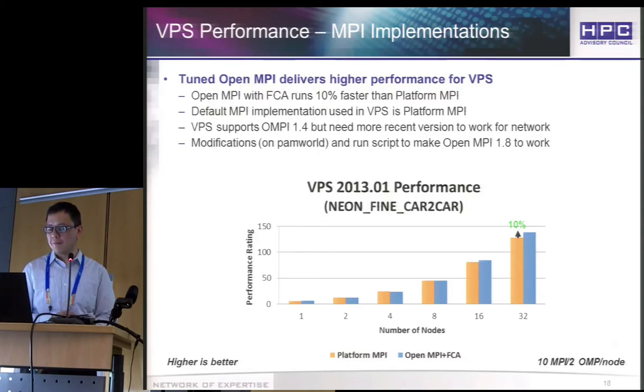Just to point out a note here: the default VPS Open MPI that was used is 1.4. There was some work done to make it run on the Open MPI 1.8 version that is used with the collective offload.